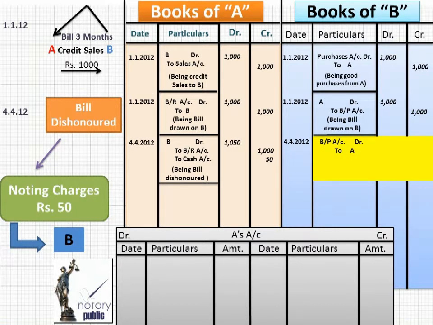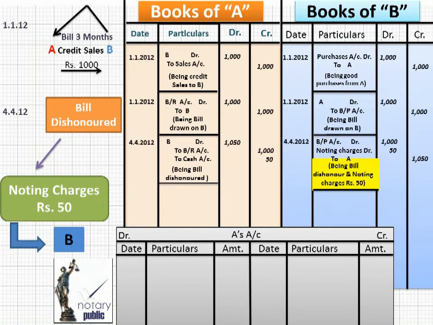And BP will be debited by ₹1,000 and to A 1,050. And you will debit noting charges ₹50. Because you know these are the legal charges and it will be borne by you ultimately. You can't escape from this 50. This is the legal obligation. So noting charges debit 50, BP account debit 1000, to A 1050. What will be the narration? Being bill dishonored and noting charges were rupees 50.